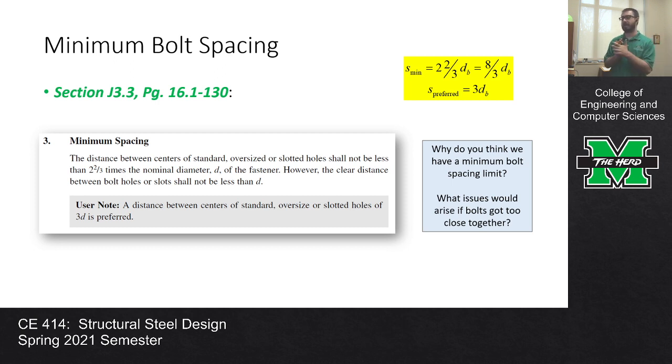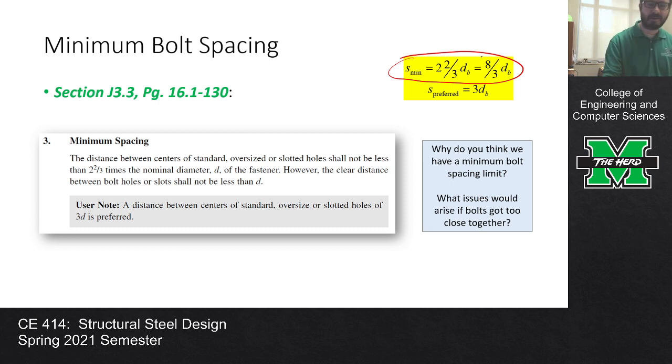So let's start off with minimum bolt spacing. Reading directly from the code, the minimum spacing, the distance between the centers of standard, oversized, or slotted holes shall not be less than 2 2/3 times the nominal diameter of the fastener. However, the clear distance between bolt holes shall not be less than D. So long story short, our minimum distance is 2 2/3 times the bolt diameter, or 8/3 times the bolt diameter.